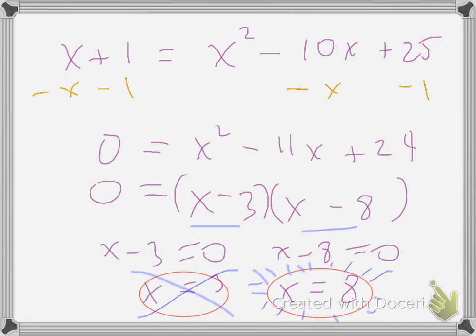So there you have it. x equals 8. Cast out the 3, and that's the one that works.